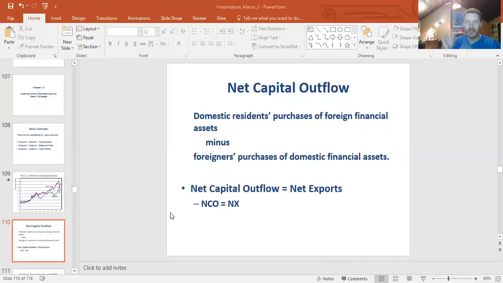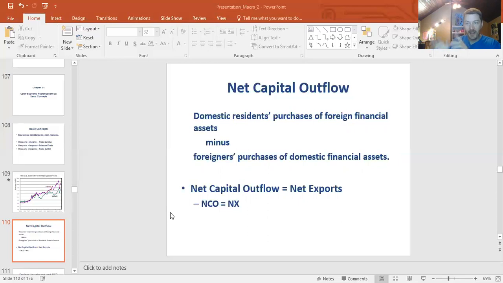You could, if you want to, also term negative net capital outflow as net capital inflow, but whatever, that term doesn't matter a whole lot. But here's a fundamental relationship that holds true in the economy in the long run. Net capital outflow equals net exports.